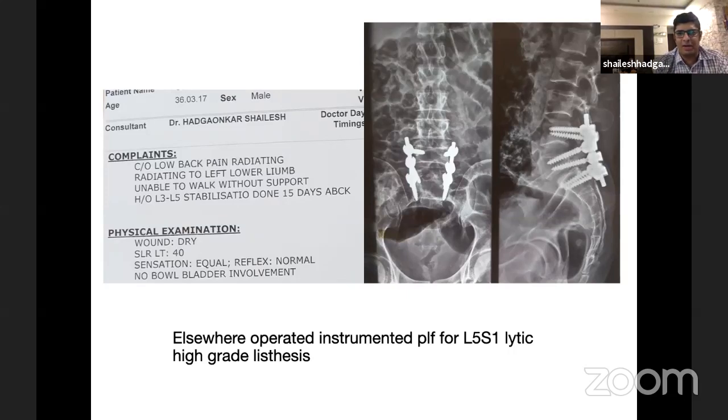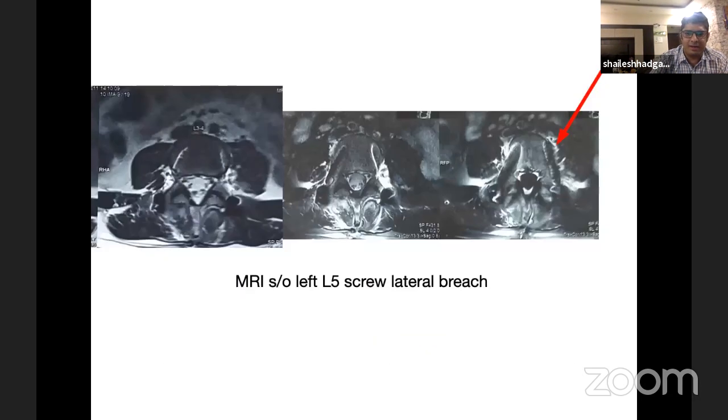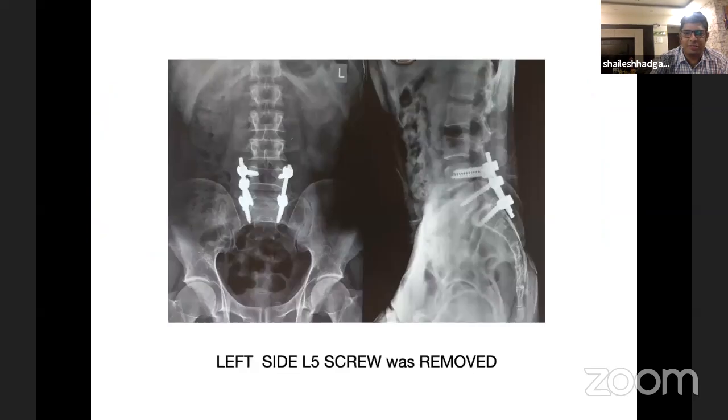This case was operated elsewhere twice by the same surgeon. Probably there was a lytic listhesis. We don't have the preoperative X-ray, and this was the X-ray where we see the screws in both the L5, but there was no interbody support. This patient was in persistent pain. Therefore, they revised it and did the left-sided screw removal. If you see this X-ray, still the patient was in terrible pain.